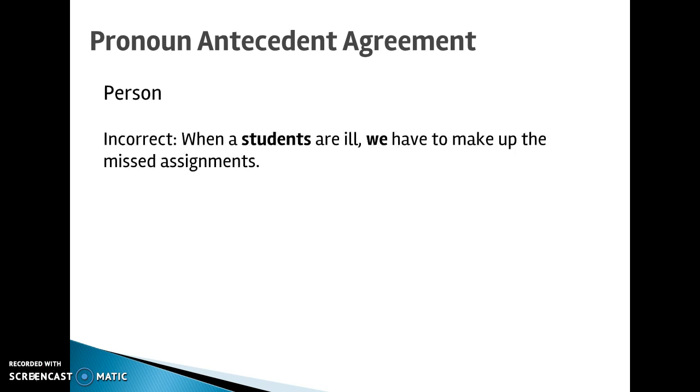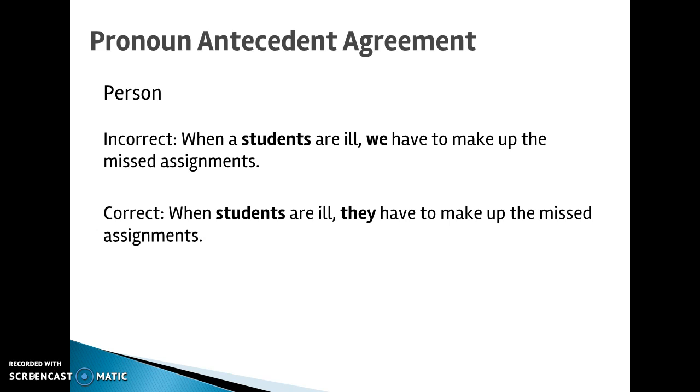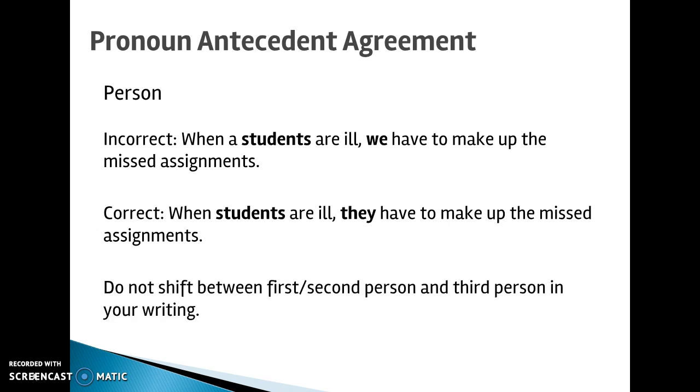So let's talk about person. When students are ill, we will have to make up the missed assignments. Students is third person, we is first person, so we don't have agreement. We'd have to maintain third person with students and they, and then we have correct pronoun antecedent agreement. So you can't shift between first, second, or third person in your writing.